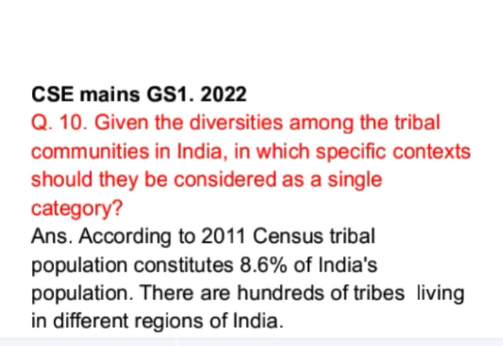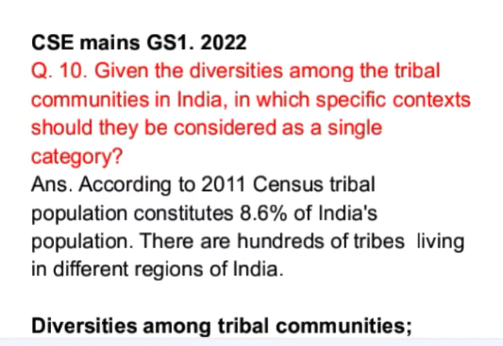The second part is tribals considered as a single category. Tribals are considered as a single category due to many things common among them, many similarities among them. So we will write the similarities or common features in all the tribal communities of India. Now let's see the answer.